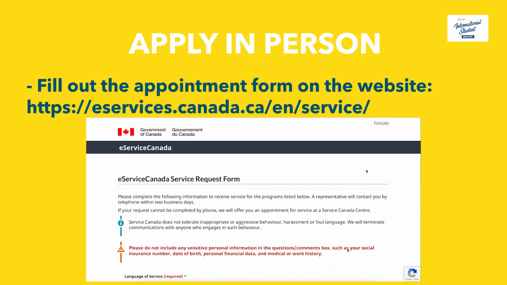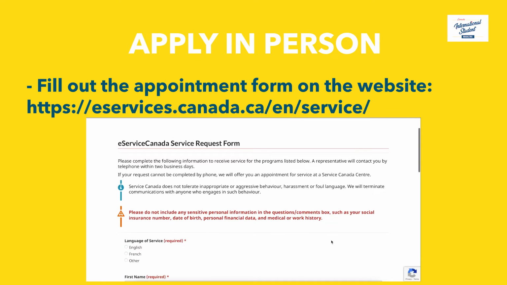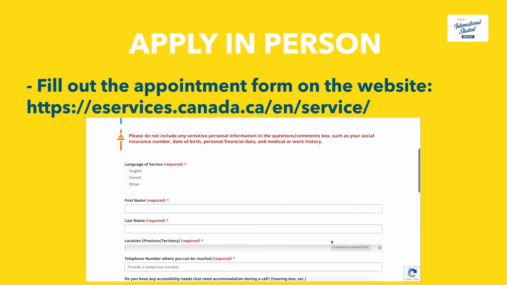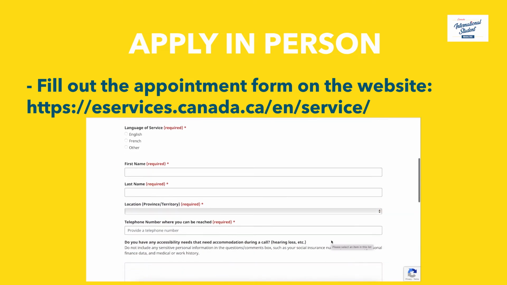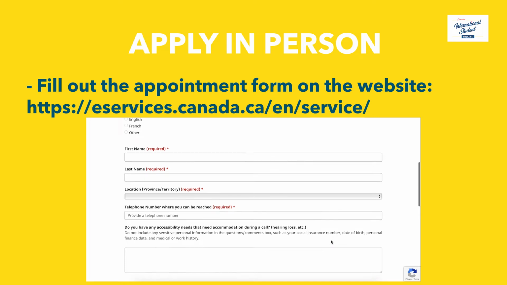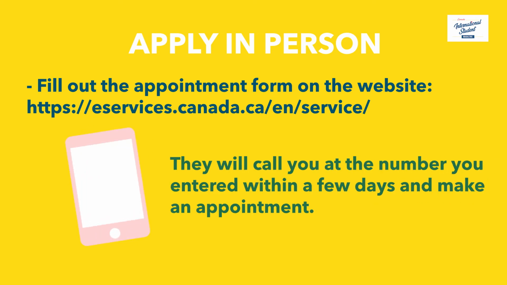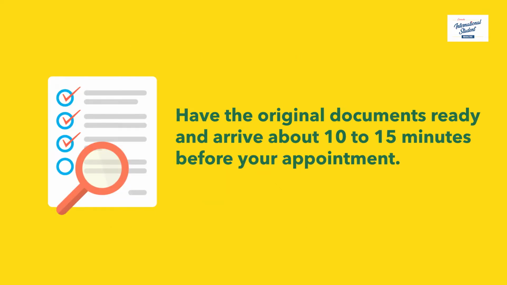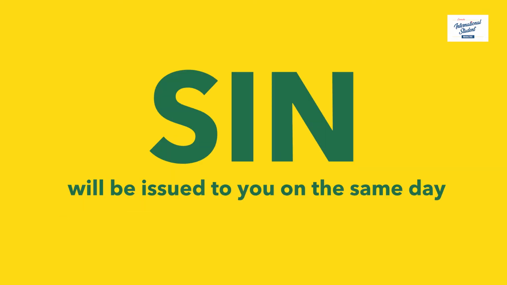Applying in person. Due to the pandemic, the federal government of Canada recommends students to fill out the appointment form found on their website at eservices.canada.ca. They will call you at the number you entered within a few days to book an appointment. You will then receive an email confirmation of your booking. On the day of your appointment, you must bring your original documents and arrive 10 to 15 minutes early. Your SIN number will be issued to you on the same day.